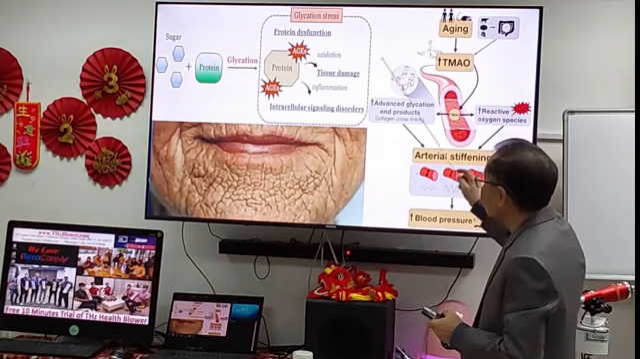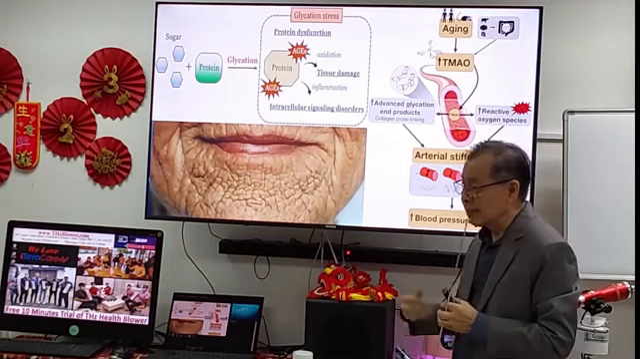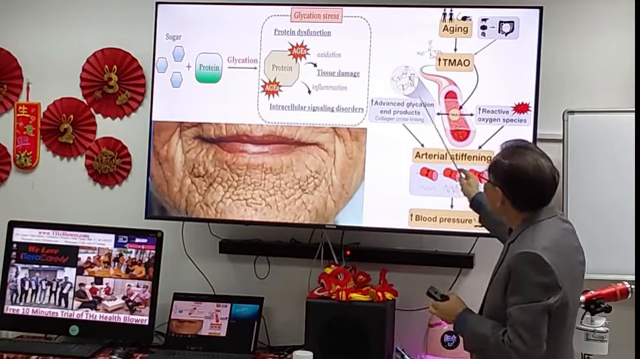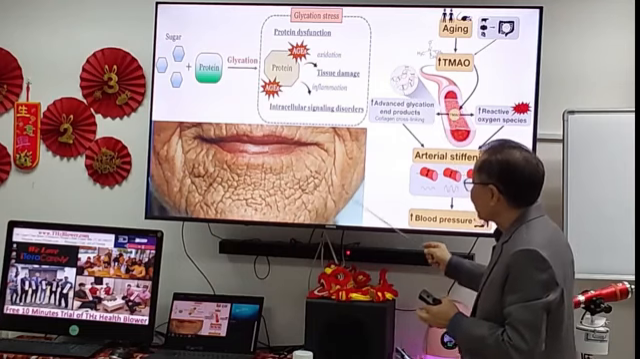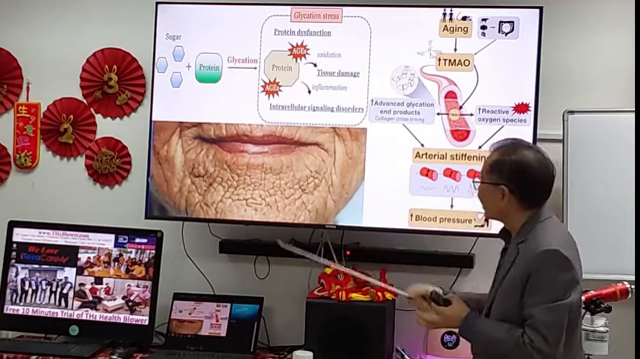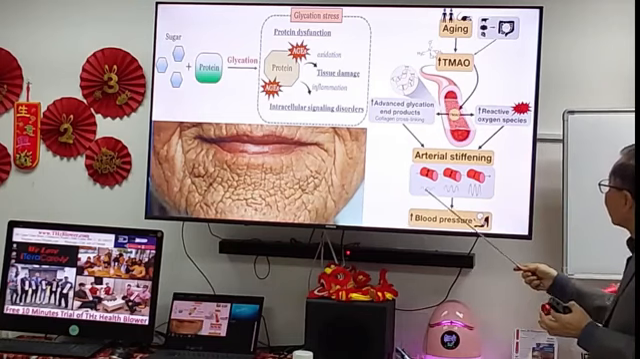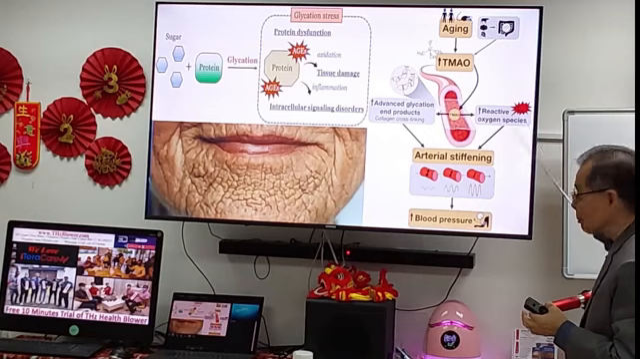This TMAO is a very toxic product produced by the bacteria in your gut. So in combination with this collagen, they break up all the linkage. So when they break up all the linkage, your collagen, instead of giving you a smooth skin, it gives you this kind of appearance. Okay? So it gives rise to ROS, which gives rise to all the problems.